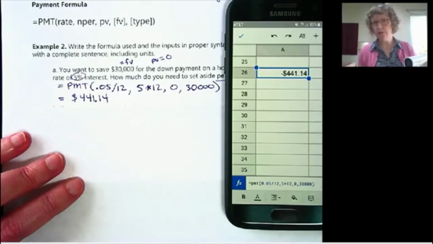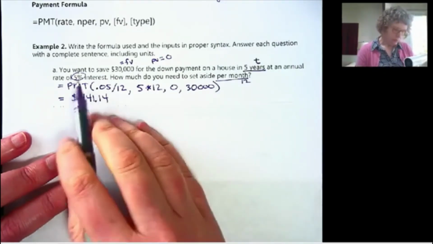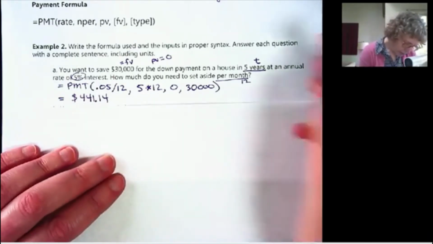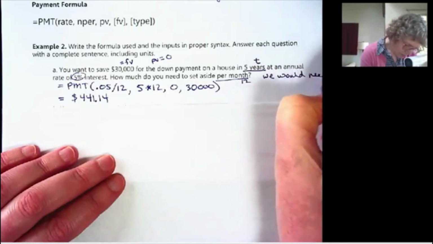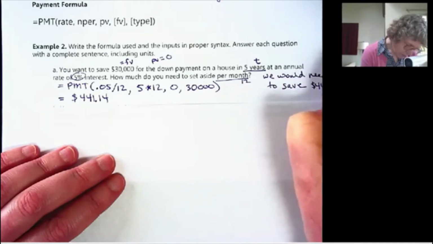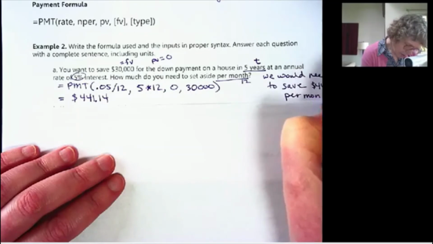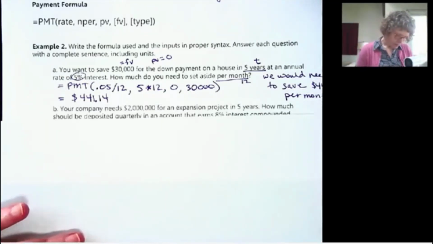So this is where, if you want to save up to buy a house, you could start running some scenarios. When do you want to have the house? And then how much can you afford to put away per month? Also, how much interest can you get? What's the highest interest rate you can find? Okay, so we would need to save $441.14 per month. So that's a really useful question.